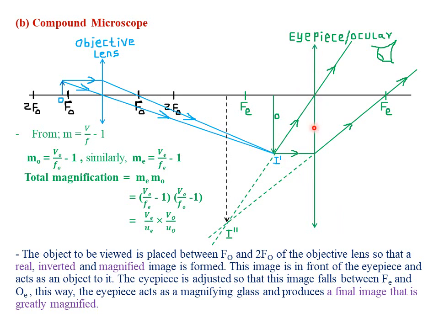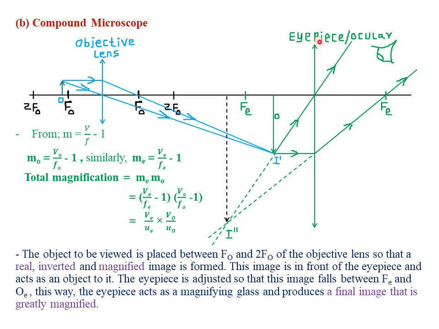So you can see this is our eyepiece or the ocular, and this is the focal length of that particular eyepiece. So the image is formed in front of the eyepiece and acts as an object to it. So the eyepiece is adjusted so that the image falls between FE, that is the focal length of the eyepiece, and the optical center of that particular eyepiece.